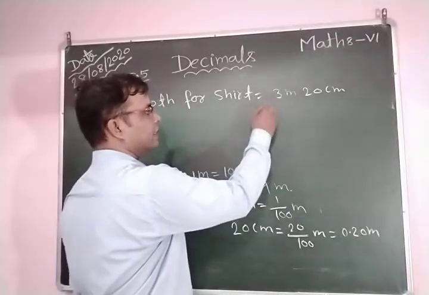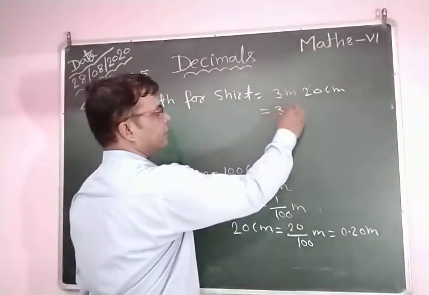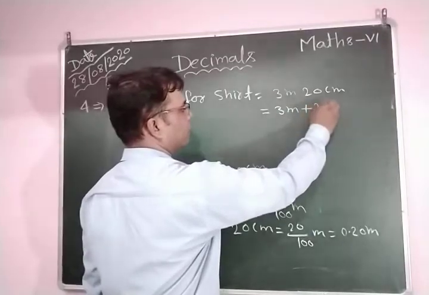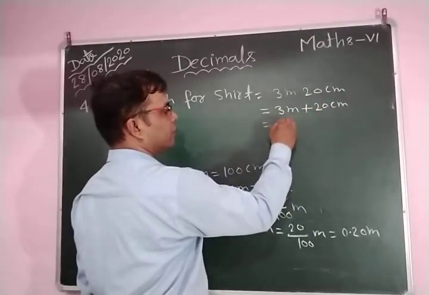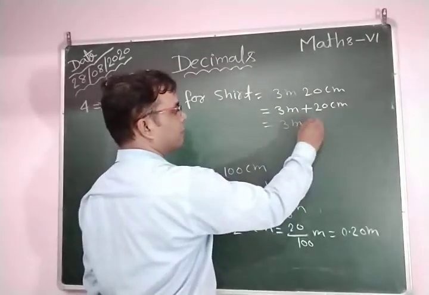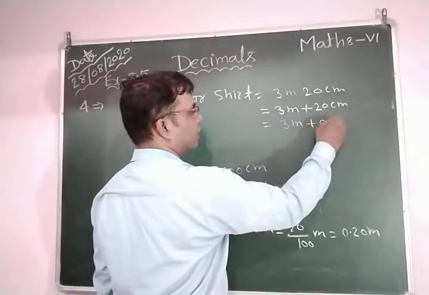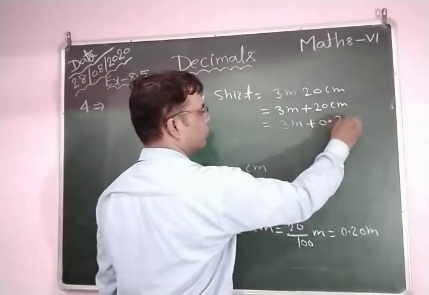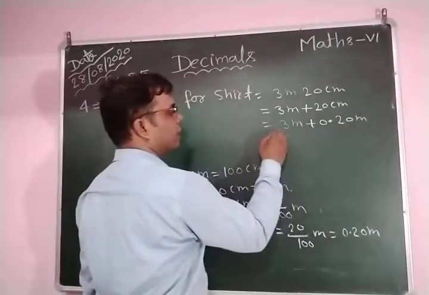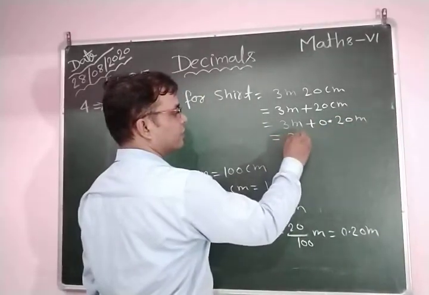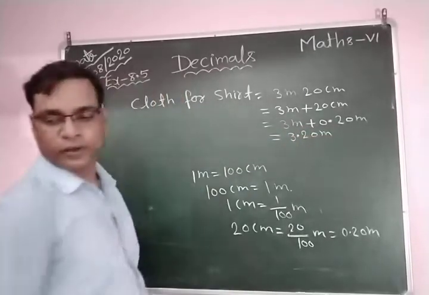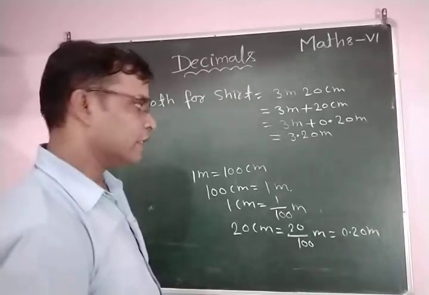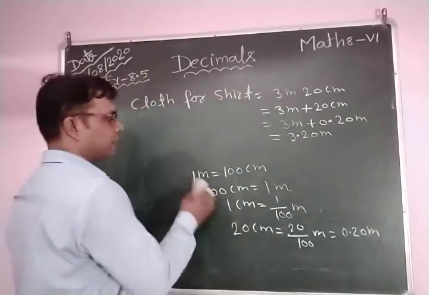So you can write 3 meter plus 20 centimeters, and if you convert them, then you obtain 3 meter plus 0.20 meters, which is equal to 3.20 meters. Now the next condition is given, the cloth for trouser.